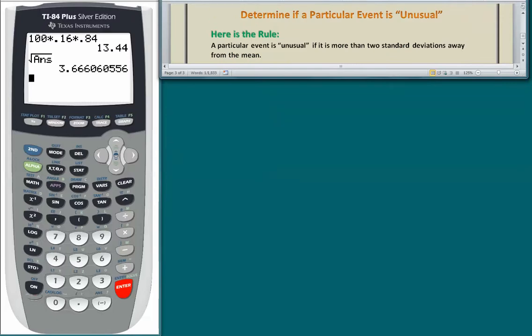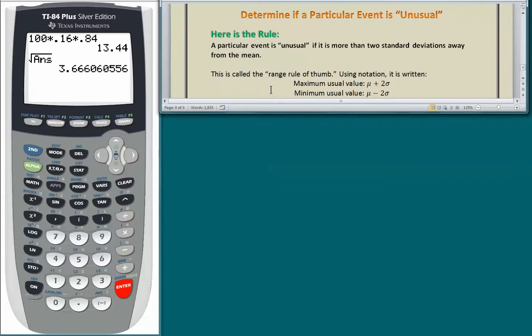Well, now we're going to use this mean and standard deviation to determine if a particular event is unusual. And here is the rule. A particular event is unusual if it is more than 2 standard deviations away from the mean. This rule right here is called the range rule of thumb. And often you'll see it expressed using notation, and it looks like this. The maximum usual value is mu, or the mean, plus 2 standard deviations. And the minimum usual value is the mean minus 2 standard deviations. So all this is doing is using notation to express this same rule up here. This down here says the same thing as this up here.